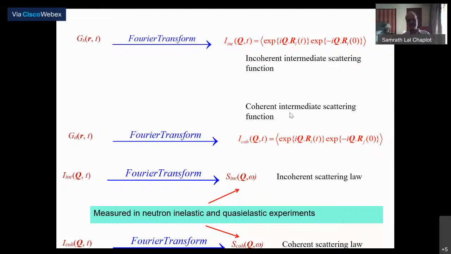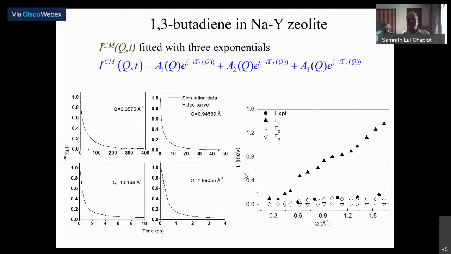Both of them are present in a solid, depending on the actual value of the incoherent scattering cross section or coherent scattering cross section of the individual atoms. So it is just an atomic property, and it determines how much you will see of each of these. And a double Fourier transform gives you the scattering law, or the dynamical structure factor. Okay, so we'll now take a few examples.